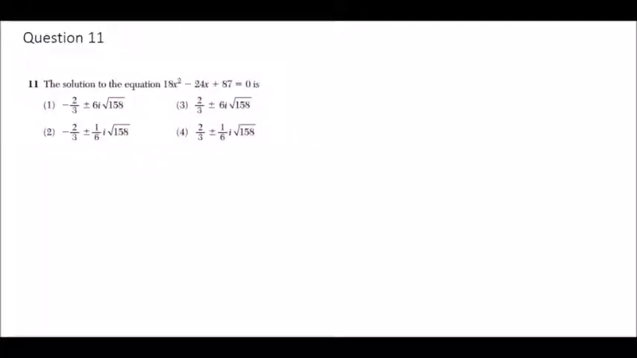Here we have question 11 on the January 2017 Algebra 2 Common Core Regents, and this is a quadratic equations question. The question reads, the solution to the equation 18x squared minus 24x plus 87 equals 0 is what? And we have four answer choices.